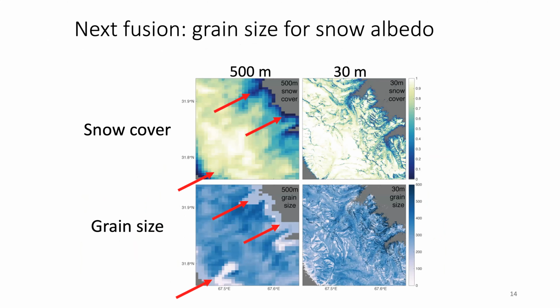For hydrologic applications, we are also working on fusing grain size now. The top row here shows MODIS snow cover and Landsat snow cover. The bottom row shows grain size with MODIS on the left and Landsat on the right. At the snow line, which is indicated by the red arrows, when the snow fraction is low, we have some biased grain sizes on the lower left. You can see that on the right, the grain sizes in many places from Landsat along the snow line are larger, which is what we would expect as the snow could be melting.